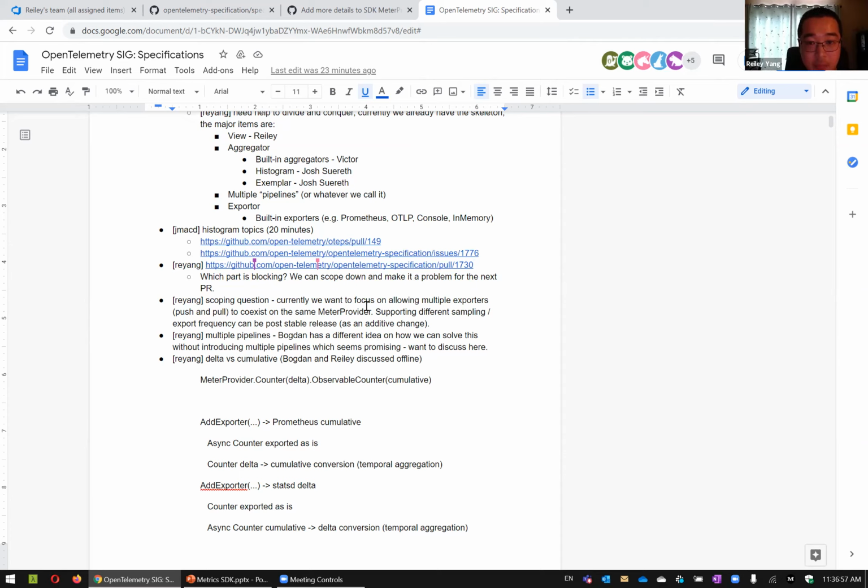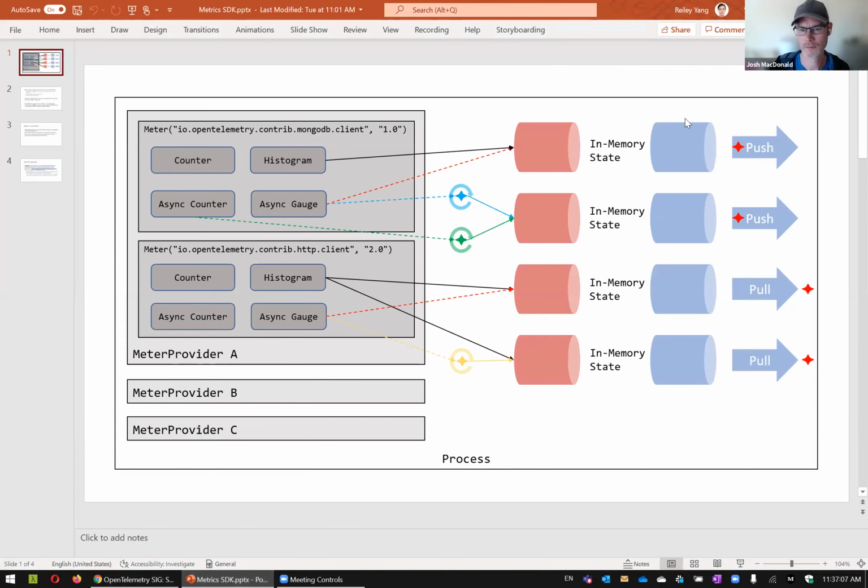So I have a scoping question. This is specifically related to the multiple exporter and the multiple pipeline and sampling. So I prepared something for discussion here. If you can see my screen, on the right side, I'm trying to illustrate the extreme case where you have all type of combinations of the exporter here.